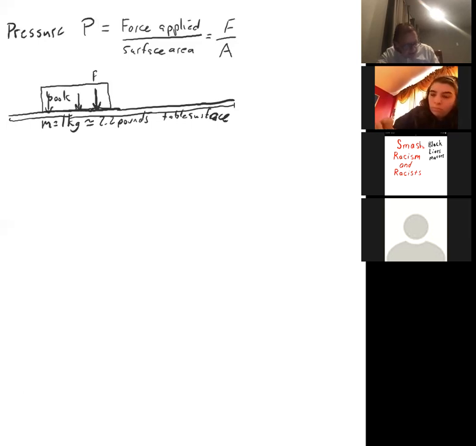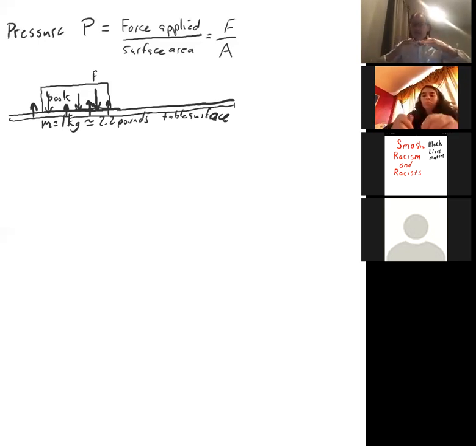Now, what's happening is the table is also applying an upward force onto the book, the opposite direction. So in nature, there's never one force, there's always two. They occur in pairs. So the book is pushing down on the table and the table is pushing back up on the book. And if those two forces are equal, the book is stationary.